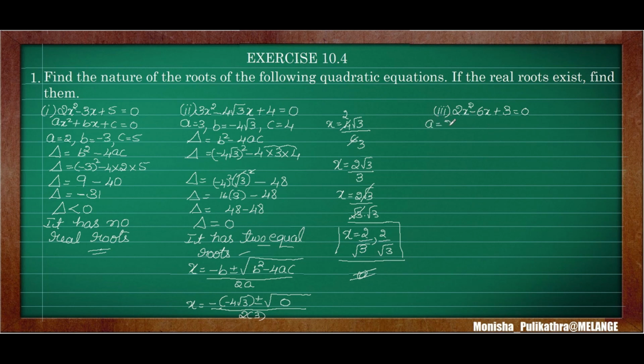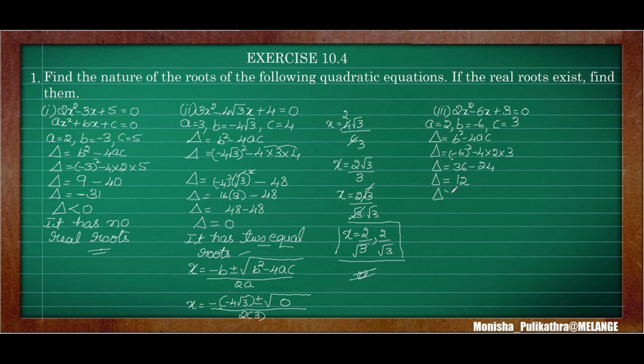Here a is equal to 2, b is equal to minus 6 and c is equal to 3. First we need to find out the nature of the roots. So we have to apply the delta formula. Delta is equal to b square minus 4ac. Delta is equal to, b is minus 6, so minus 6 whole square minus 4 into a, which is 2, and c, which is 3. So delta is equal to minus 6 whole square is 36, minus 4 2s are 8, 8 3s are 24. So delta is equal to 12.